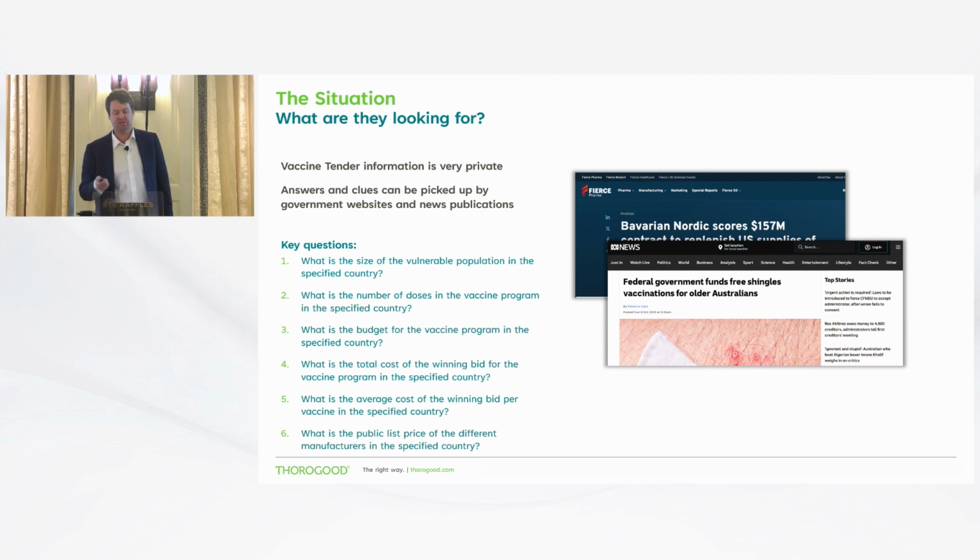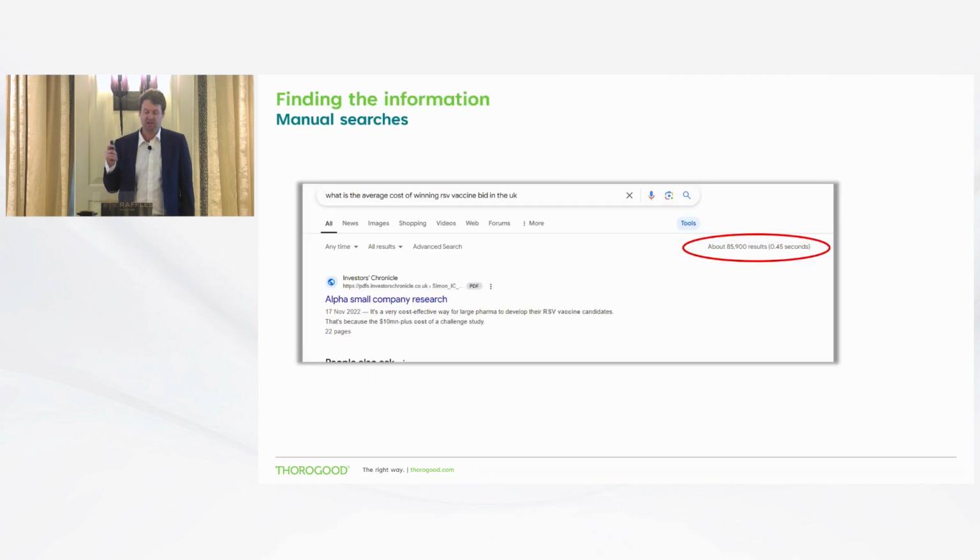So first of all, I'm just going to start off with an example, looking at how the analysts were manually doing this before, using a very simple internet search to see if we can get the information that we need. So I've simply typed into Google, what is the average cost of the winning RSV vaccine bid in the UK? And you can see that we get quite a lot of results here. For that pretty basic search, nearly 86,000 different results. So there's an awful lot of information that we're going to have to go through to find that answer.